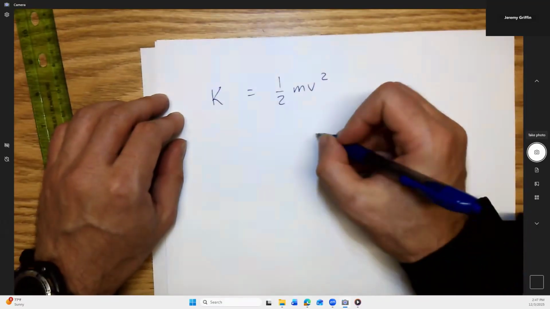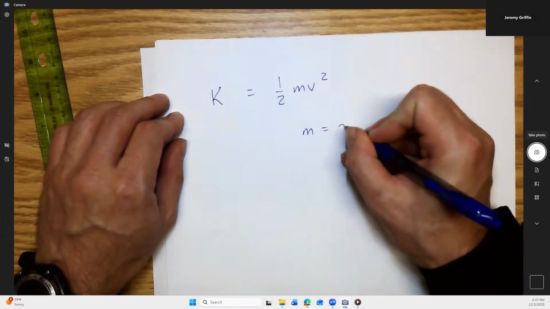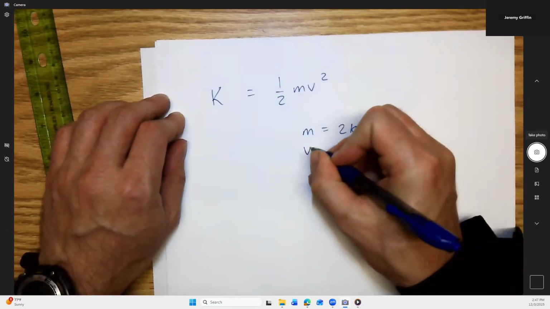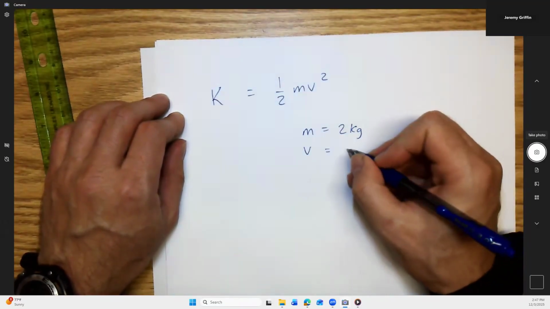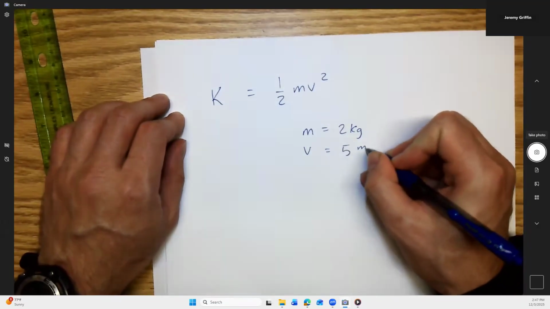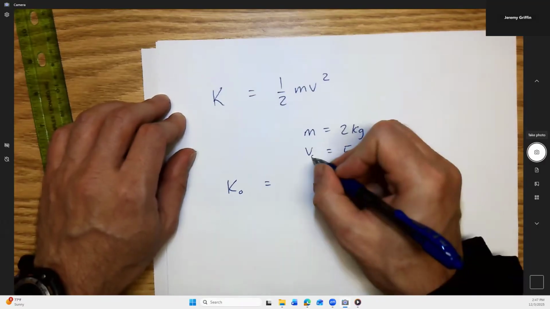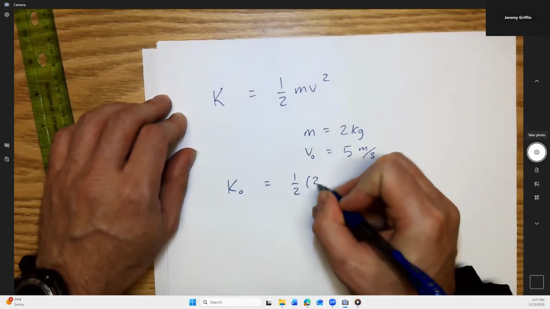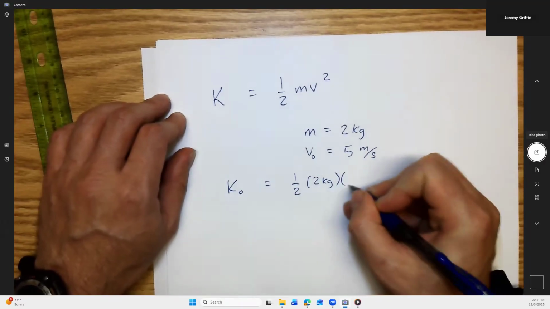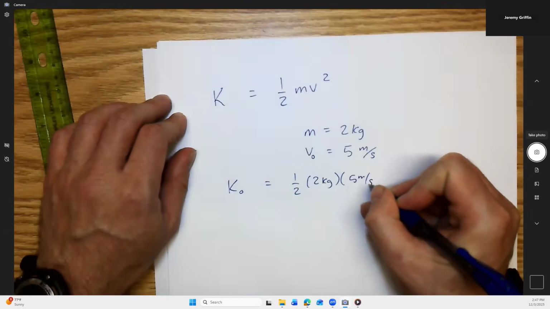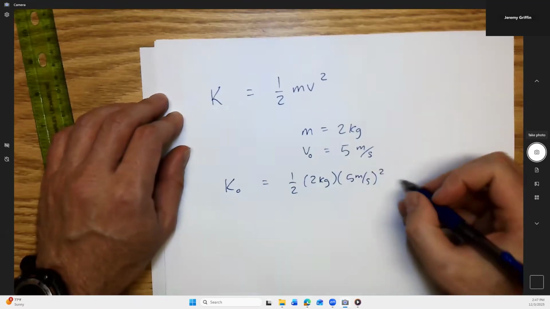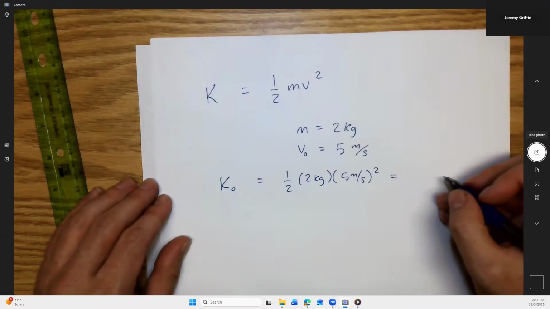Okay. I'll give you guys a numerical example. What if the mass is 2 kilograms? And let's say the initial speed is about 5 meters per second. Okay. Let's go with calculation. So initial kinetic energy could be one-half times 2 kilograms. It's like a little toy car. And 5 meters per second, being squared. Guys, how much kinetic energy is that? How many joules?